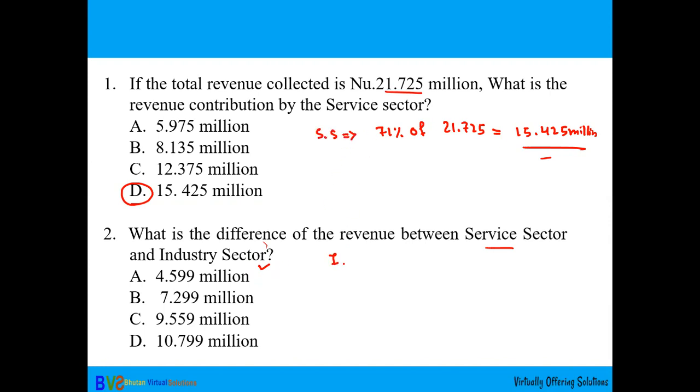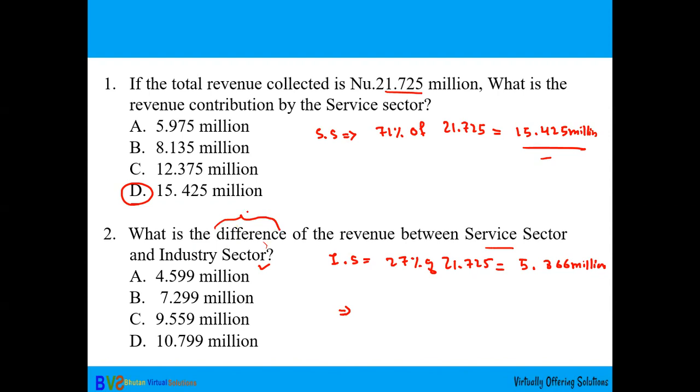Alright. Industry sector was 27%. So 27% of 21.725. 0.27 times 21.725, you will get 5.866 million, rounded off. So the question is asking, what is the difference?